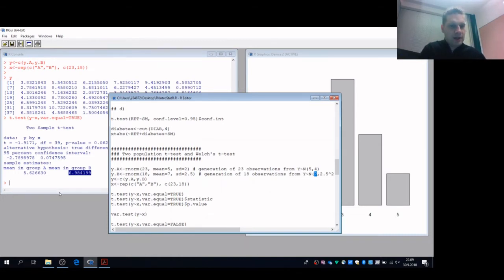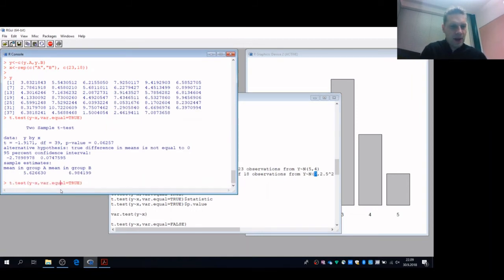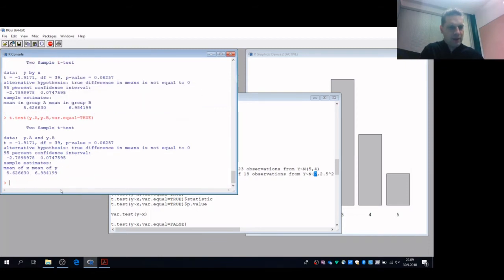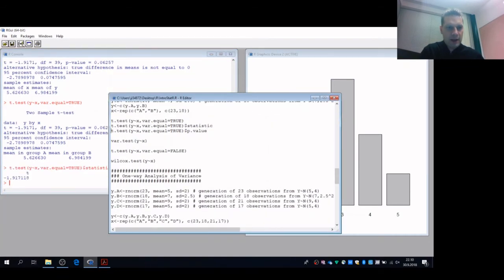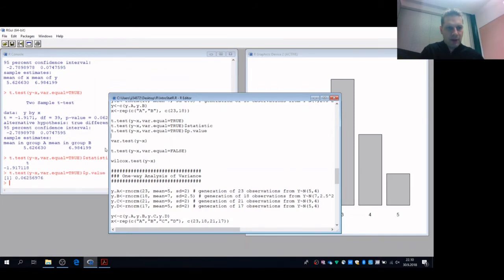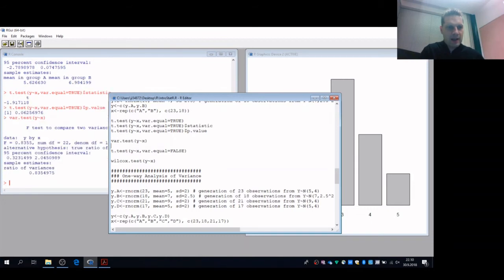It should be noted now that the same result can be obtained if we have these two population vectors like this way, then we get exactly the same result. So regardless of whether we use this sort of a formula way of giving the data, these are the same things. The t-test statistic value can be obtained like here, and the p-value can be obtained by using this type of code. And the var test is given here.